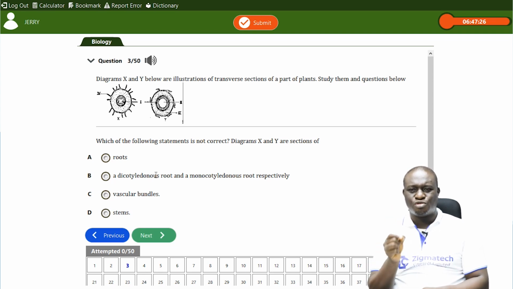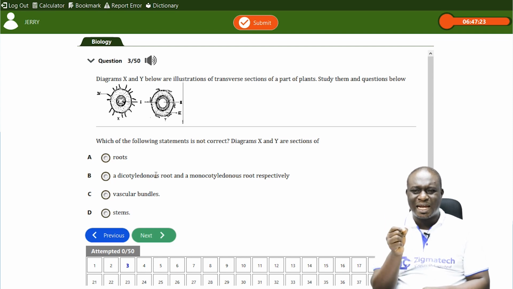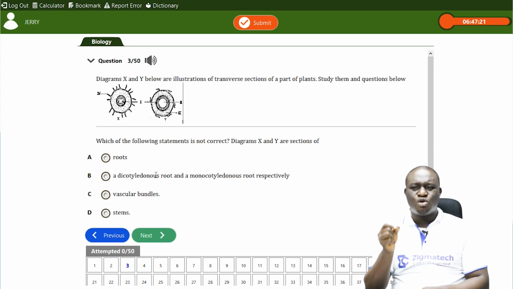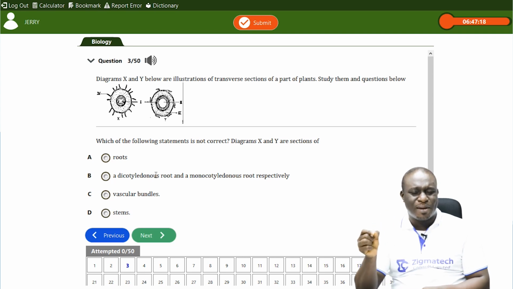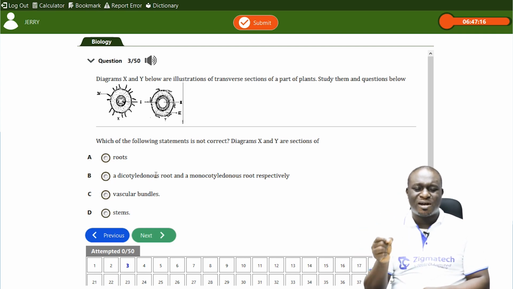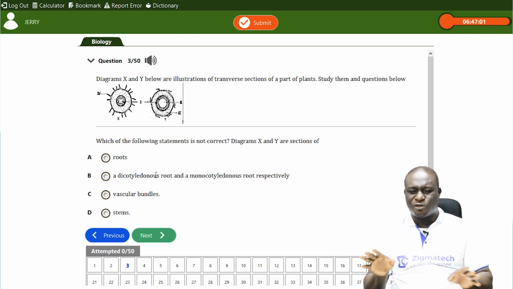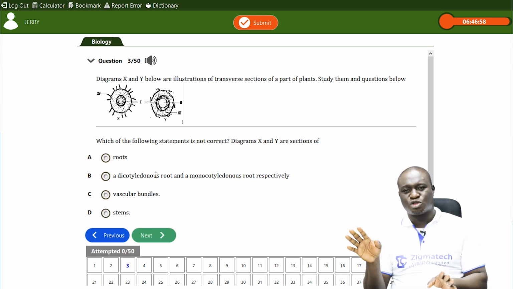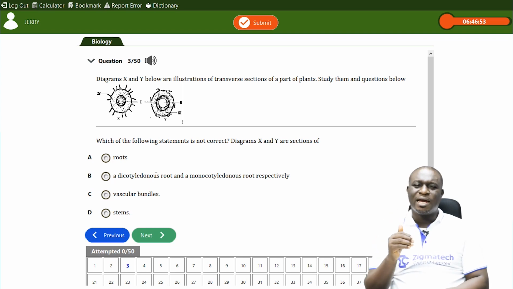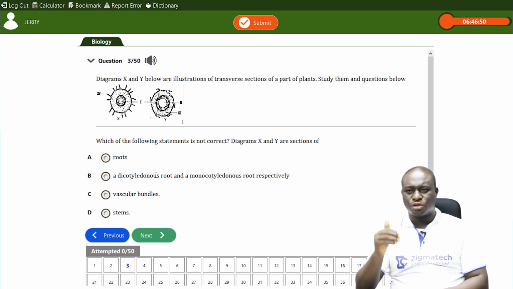So option A says roots, option B says a dicotyledonous root and a monocotyledonous root respectively, and then C says vascular bundles, and then D says stem. So stem is out of the question, so option D can be ruled out. Option C does not show us that; X and Y is nothing about vascular bundles. So the two options that we should be looking at are option A and option B, because they talk about the roots.